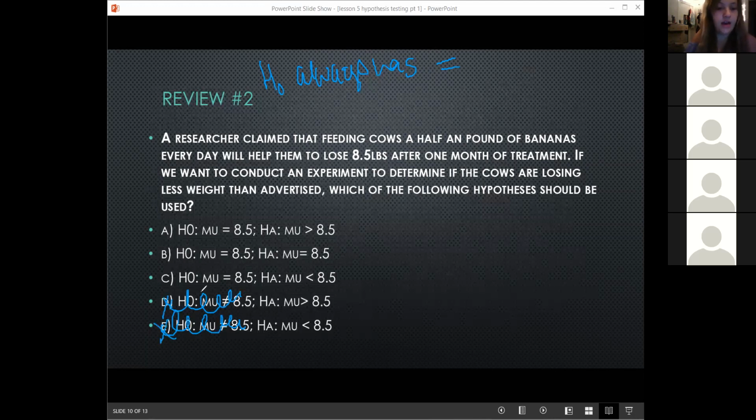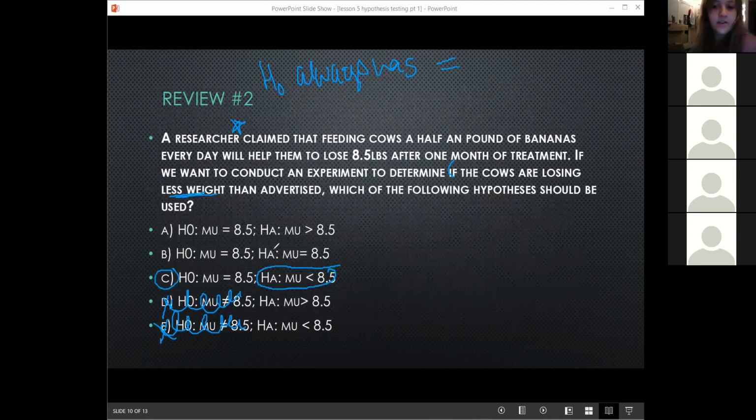So we're up to A through C. In this case, the nulls are all accurate in terms of this question. But then our alternatives are what we have to look at. It said they want to conduct an experiment to determine if the cows are losing less weight than advertised. So our mu has to be less than 8.5. That's why C is our answer.